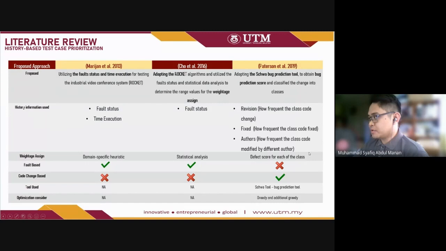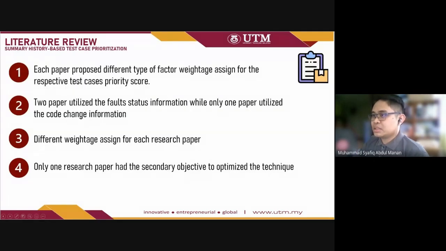And for the Peterson paper itself, it utilizes a defect score to calculate all the priority values. Okay, from here we can see that two of these papers utilize fault-based information, and only one paper utilizes code change for the proposed method. Only Peterson utilizes tools for bug prediction, and for the optimization they use the greedy and additional greedy algorithm, while the other papers neglect this factor.